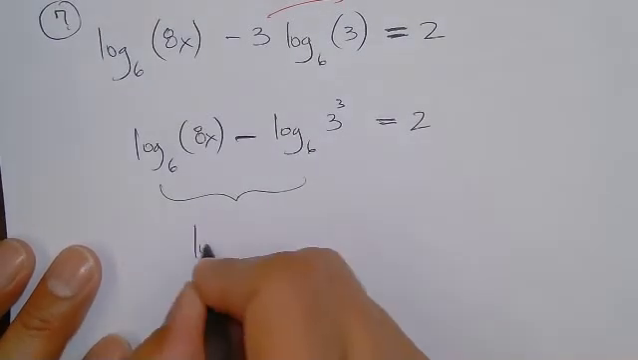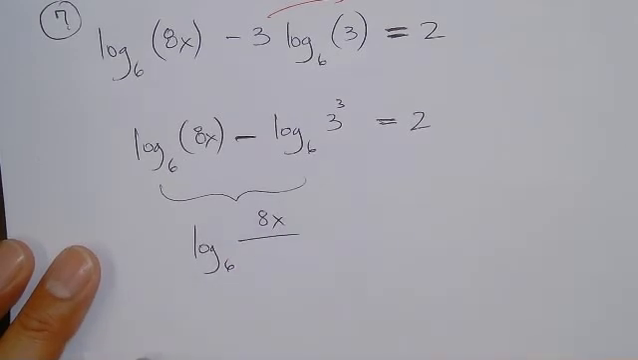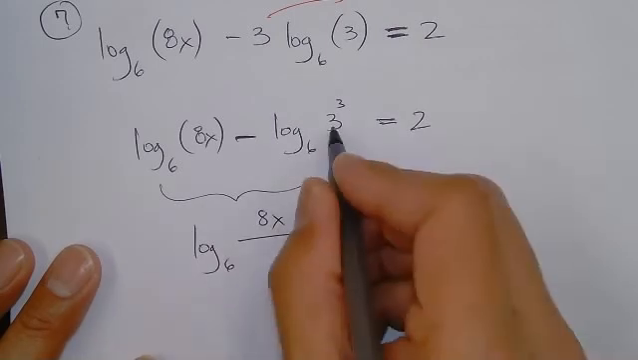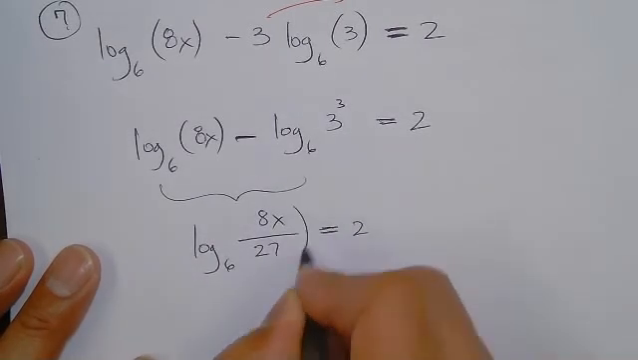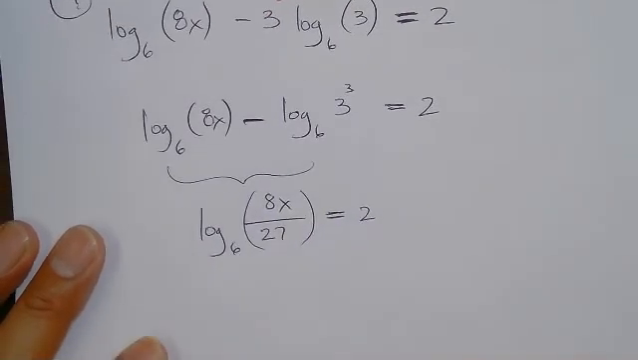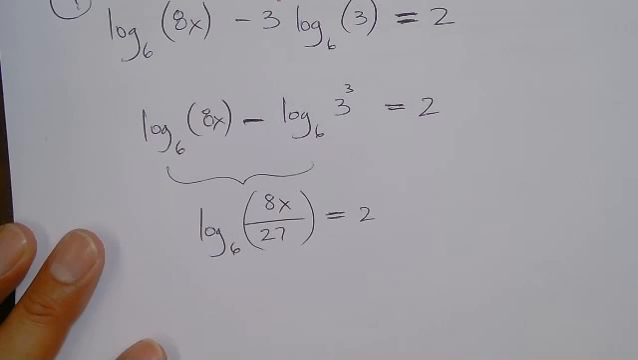Okay, so now bringing this together as a single logarithm. There's a minus there, though. That's going to be what? Log 6 of 8x over what? 27, right? 3 cubed, but we know that's 27. Equals 2. And can we reduce? No, we can't reduce the 8 and the 27, huh? No.